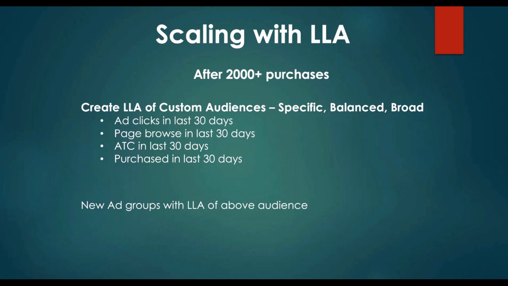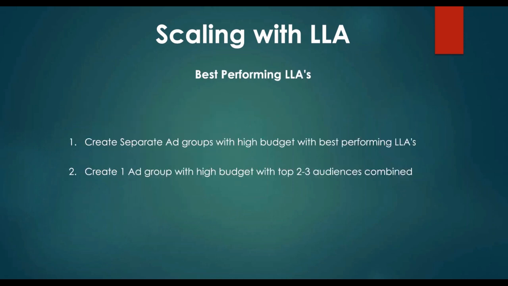Now, after you find what audiences are working the best for you, you move on to scaling with LLA. Let's say you found the top 3 audiences that work the best for you. Now, you can create separate ad groups with a very high budget with these 3 best performing lookalikes. So let's say your specific audience were ATC, purchases, and page browses in the last 30 days, and they're working best. You can create 3 different ad groups of these 3. Give them a high budget and then run them.